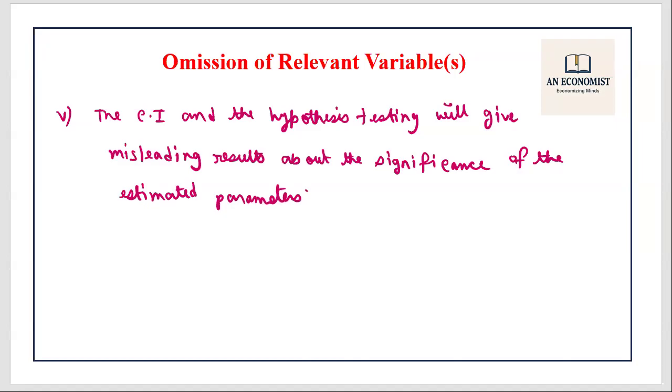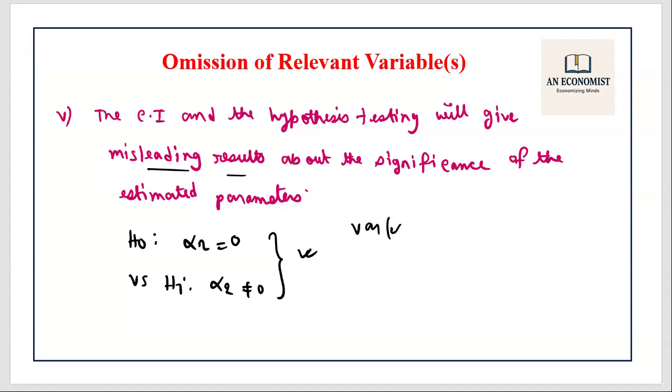So basically, if you are testing a hypothesis like this, alpha 2 is 0 versus alpha 2 is not equal to 0, this will genuinely give you misleading results, because your error variance is not correctly estimated. If the error variance is not correctly estimated, your residual sum of squares is also not correctly estimated. All the subsequent things that you will compute, the t statistic, everything will give you misleading results.